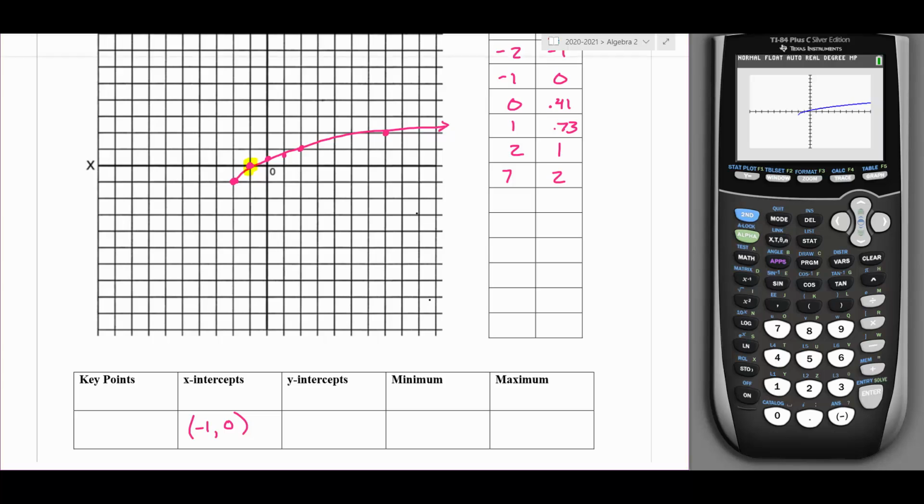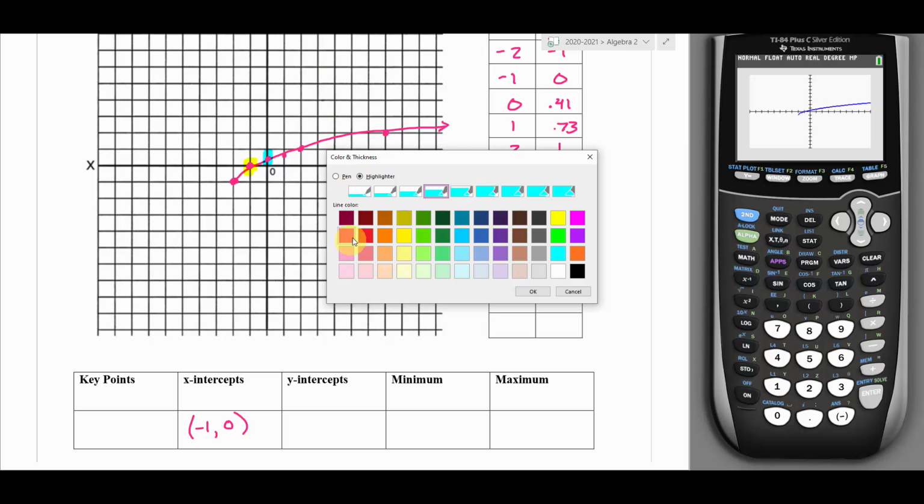Okay, so I'm going to grab my highlighter again, and this time we're going to find the y-intercept, so we're looking for where the graph crosses over the y-axis. That happens right here, right? So our y-axis runs up and down through the center of the graph. So the graph crosses that line right here, and I'm going to grab my pen and write down that location.